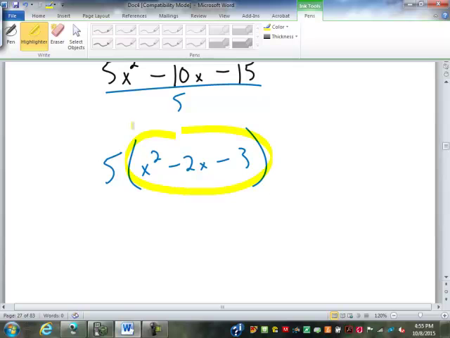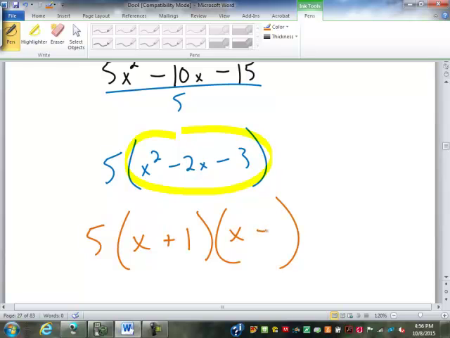And we can. The 5 isn't going to change, but we can split the rest up into 2 pieces yet. X times x makes x squared. And of course, 3 is going to be negative 1 times 3, or negative 3 times 1. We're going to do the negative 3 and the positive 1 times negative 3. And we're going to check.